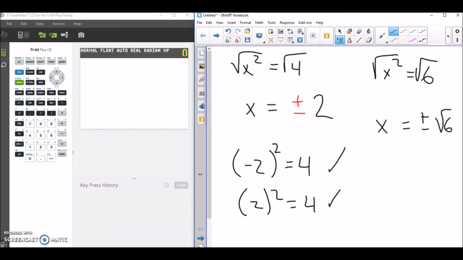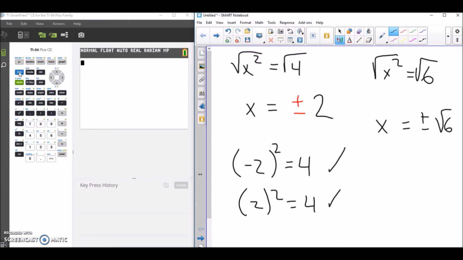But now you say, Mr. Repke, that's all well and good. That's pretty easy. But here's my question. How would you put that into Canvas? Well, there's no square root button that you can use on a keyboard. So we need to go back over to our calculator, and we need to be able to change positive or negative square root of 6 into decimals to put into Canvas.